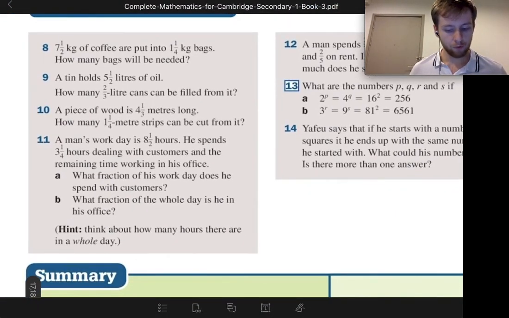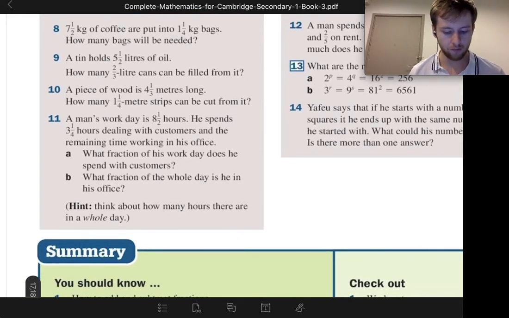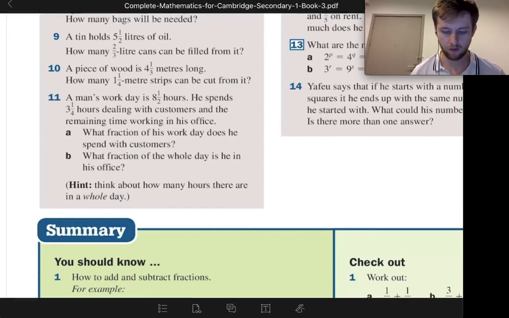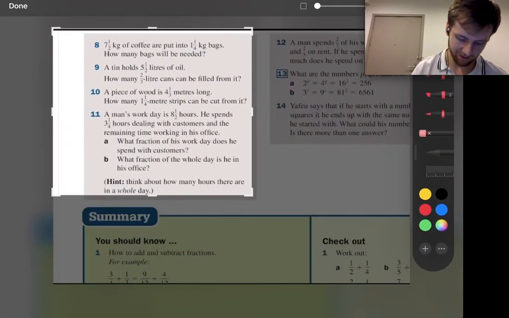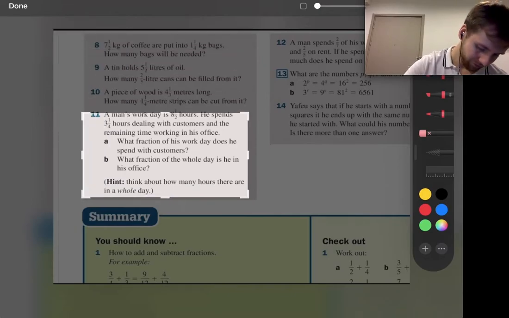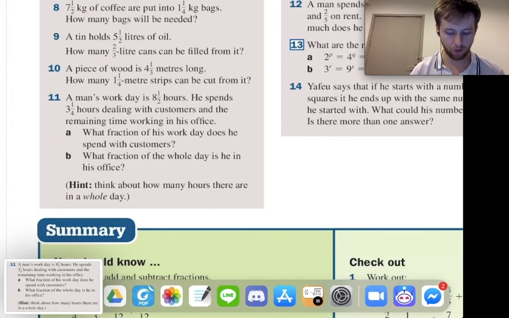A piece of food. All right, this is similar. Number 10 is almost the same. I think I'm going to do something different. A man's work day is 8.5 hours. Okay, let's do this. They even give you a hint, so that must be really hard. Kind of. So number 11, let's do it.